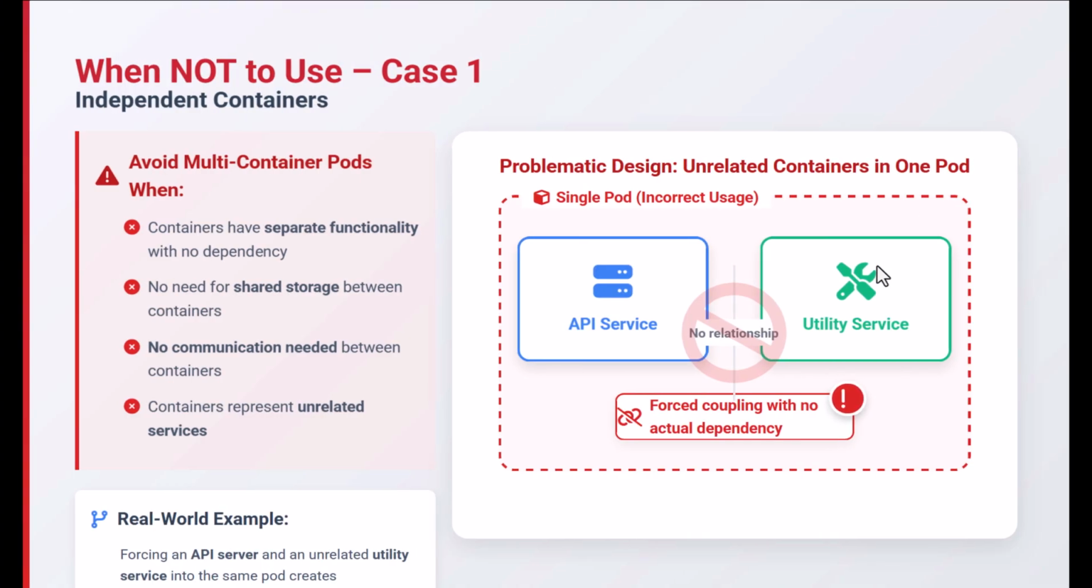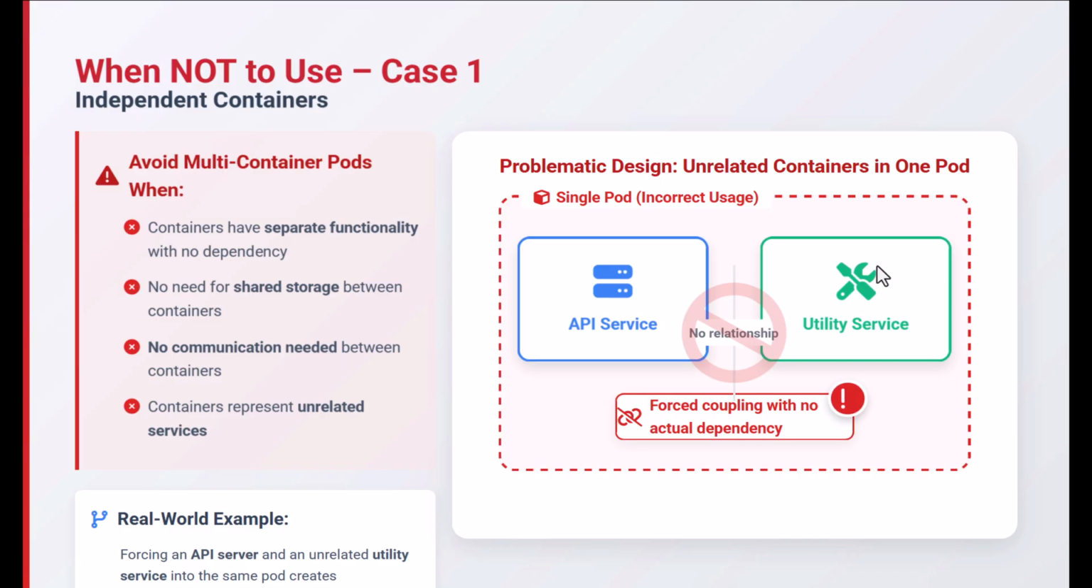Let's see when not to use multi-container pods. Case 1, independent containers. It might be tempting to group multiple containers into a single pod just to keep things together, but this can actually lead to a bad design choice, especially when the containers have nothing to do with each other. Here is a rule of thumb. Avoid putting containers in the same pod if they are independent.